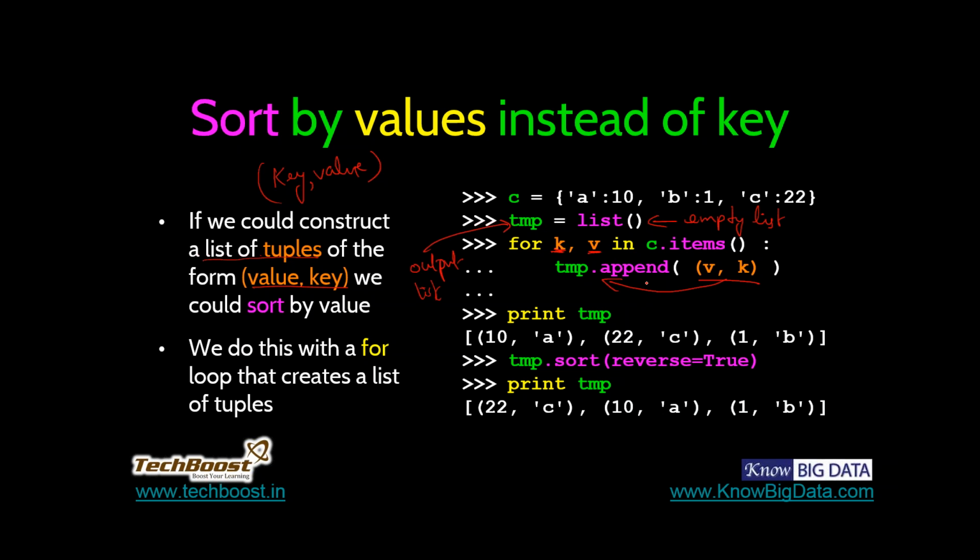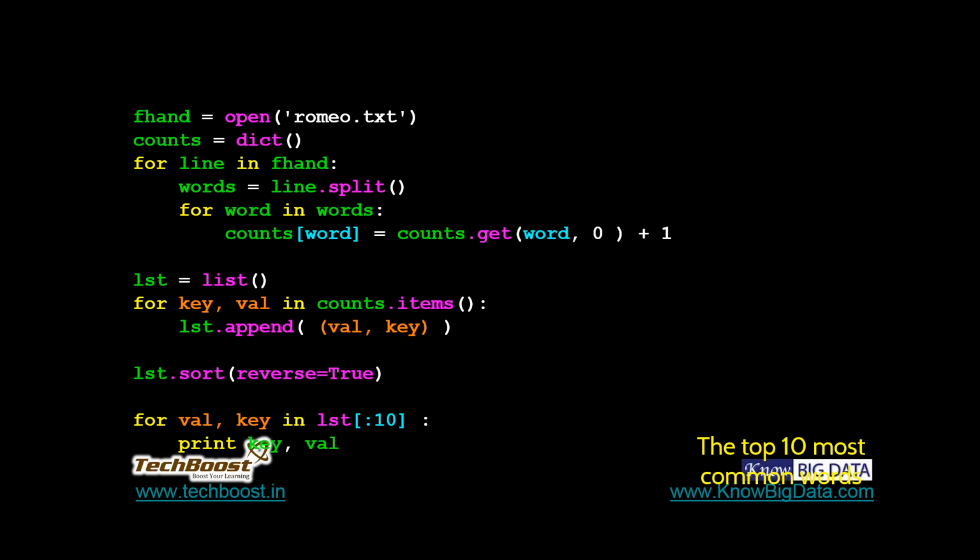All right, so this way now if we perform the sorting on this particular list of tuples, and remember now our tuple is arranged in the form v comma k, value and key. So if we perform the sorting now, the sorting happens based on values. This was a little trick that you can apply to perform sorting based on values instead of keys.